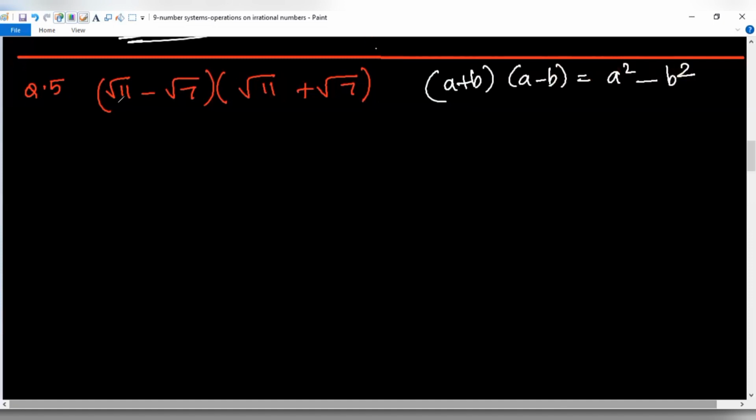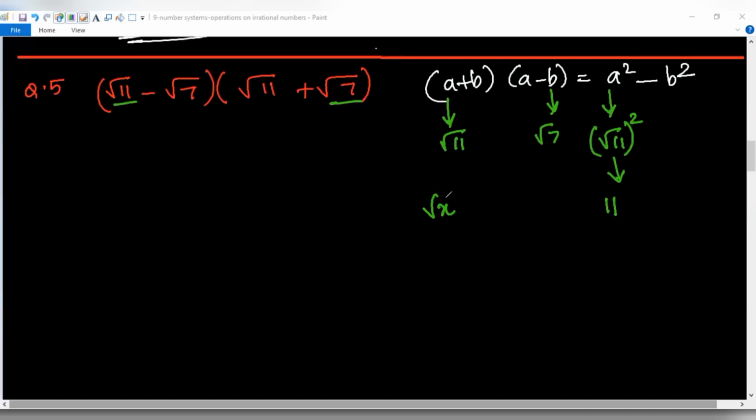Now, in place of a, what we have is root 11. And in place of b, what we have in the question is root 7. So what will be a square? Root 11 the whole square. Root 11 the whole square means it is 11. Simply study like root x the whole square is x. So root 11 the whole square is 11. Now b square will be root 7 the whole square, that is 7.